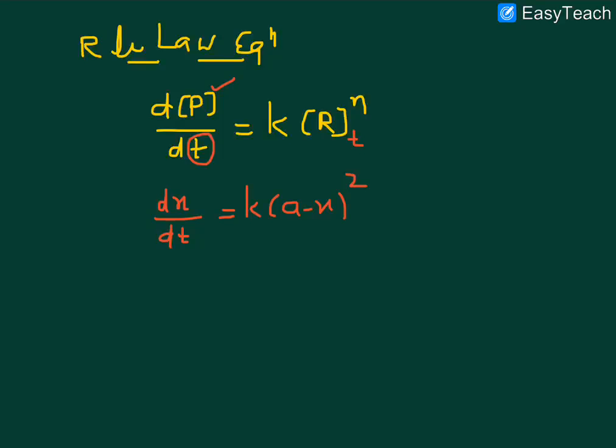So you know the dx, the differentiation with respect to x. So we will write here 1 upon (a minus x) squared dx is equal to k dt. Okay, and then this is the integration of this equation, because it is a differential equation.